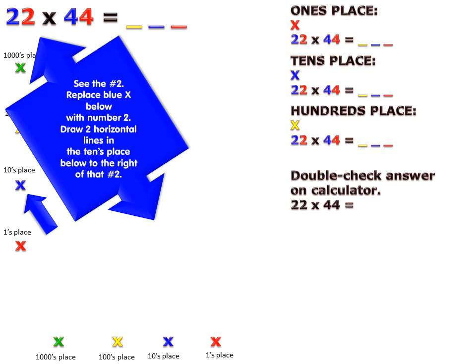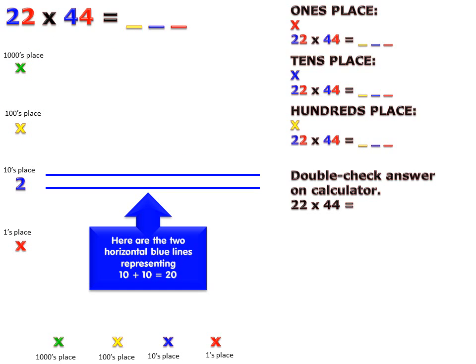See the number 2? Replace the blue X below with the number 2. Then draw 2 horizontal lines in the tens place below to the right of that number 2. The 2 has now been written in, and there's our 2 horizontal blue lines representing 10 plus 10 equals 20.